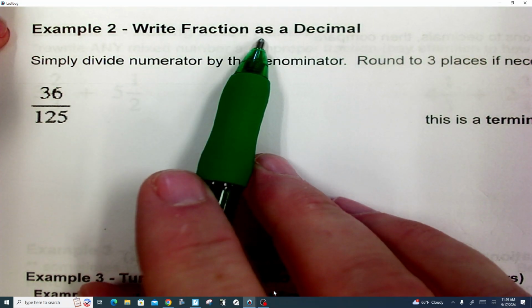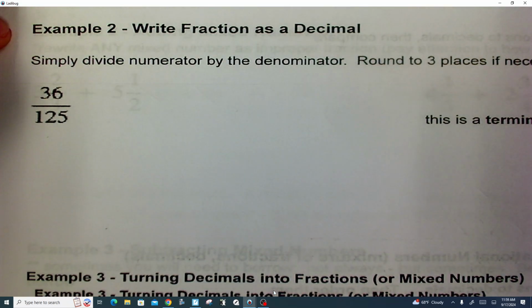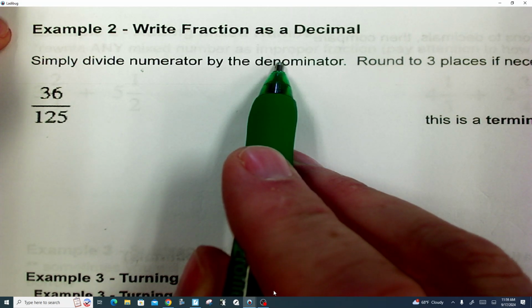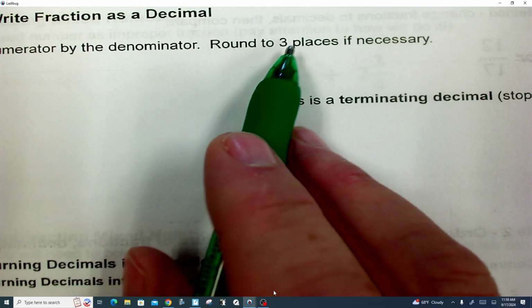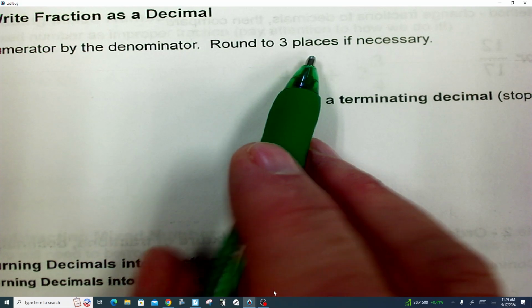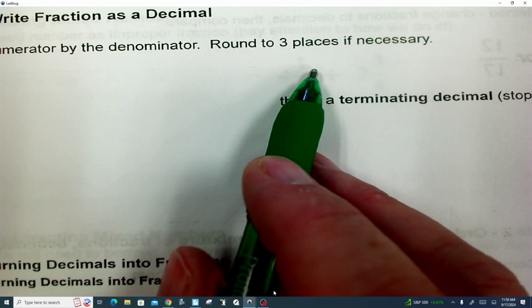Can you write a fraction as a decimal? In other words, can we take this fraction and make it into a decimal? Simply divide the numerator, that's your top number, by the what? Denominator, bottom number. Now, if you start getting into some really nasty business where it's more than like 3 decimal places, just round it to the 3rd decimal place. There's no need to keep going for like 16 different decimals out there. There's no need to, okay?